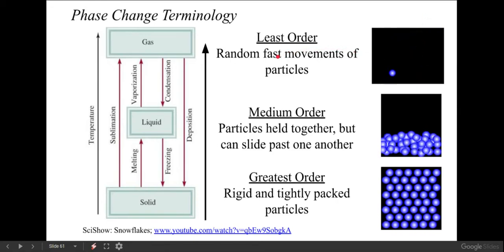Now, the two other changes you might or might not know: sublimation, straight from solid to gas. If we were in class, I would show you some iodine, because if you take solid iodine and heat it up, it doesn't vaporize, it sublimates very easily to a gas, and it gives off a nice purple color. And also we would watch this video on snowflakes, because snowflakes are an example of deposition.